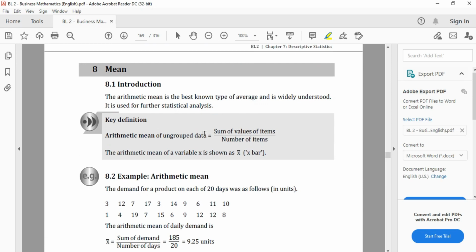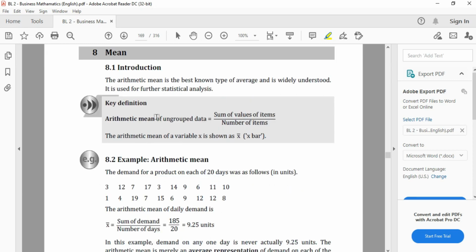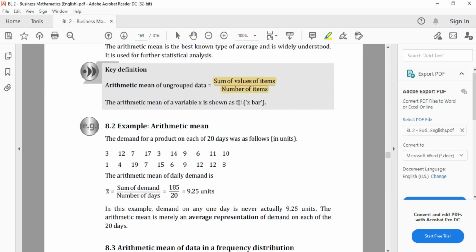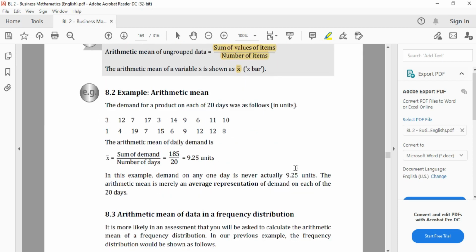What is a mean? The mean is the best average, right? So it is obtained by a formula which is for ungrouped data, right? Formula for ungrouped data, it is sum of values of the items divided by the number of items. Its symbol is represented by X bar, written like this. So in the exam they will not give you the word bar. You have to figure out the sign. So be familiar with the sign. Okay.